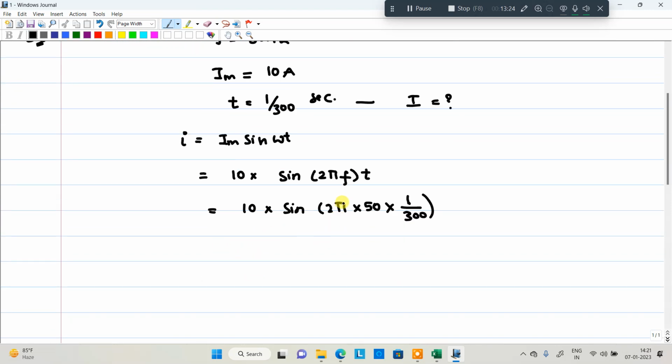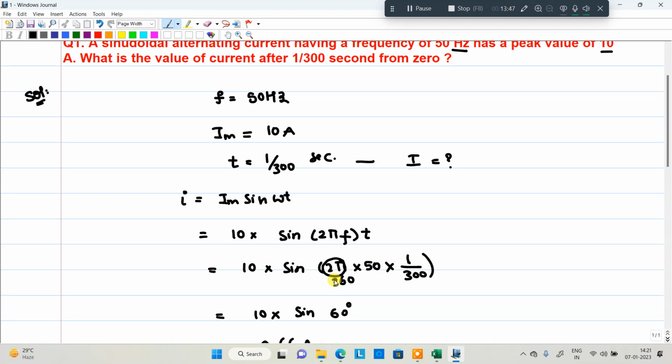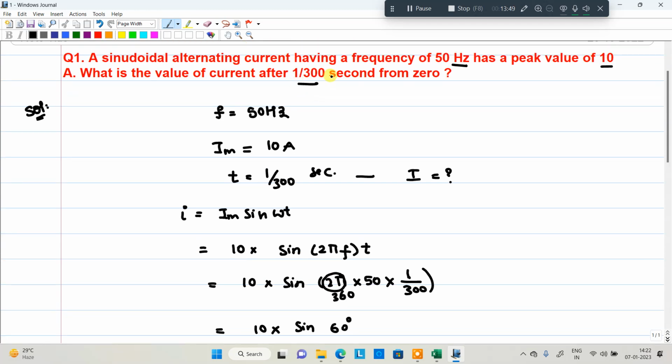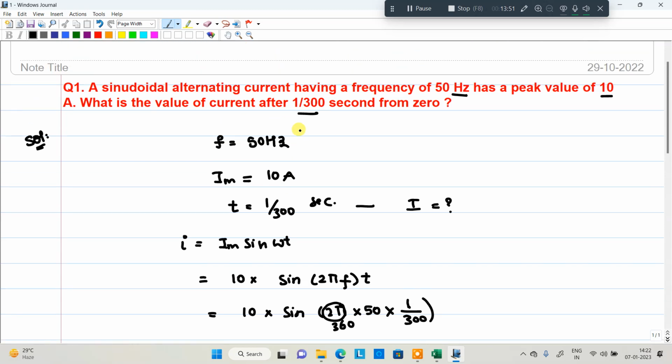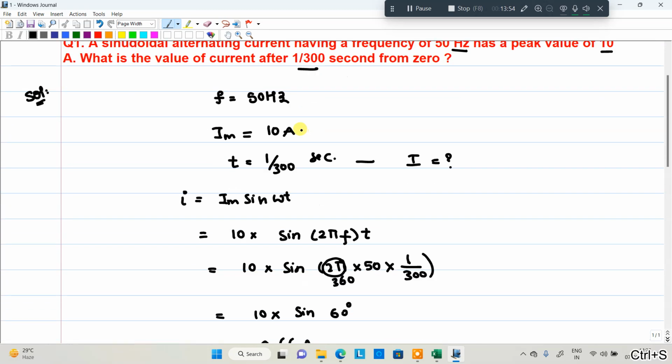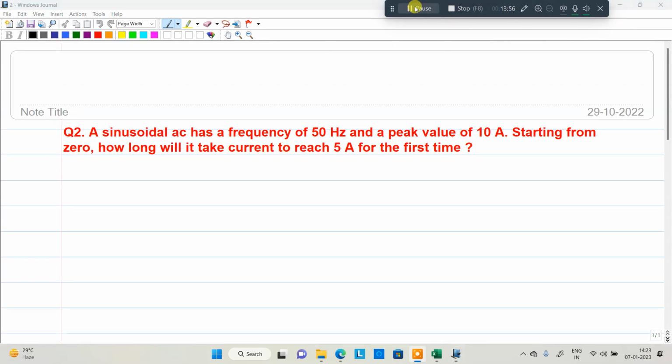Once you have done everything, 2 pi is nothing but 360. You can replace it by 360. So finally we get the value 10 into sine 60 degrees. Sine 60 is 0.866. It will be equivalent to 8.66 amperes. What is the current at 1/300 second? 8.66 amperes. Okay. Next we are moving to the second problem.